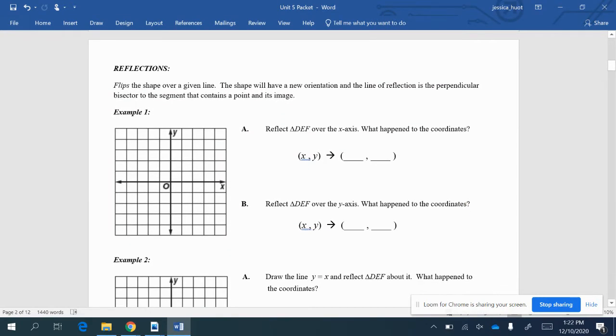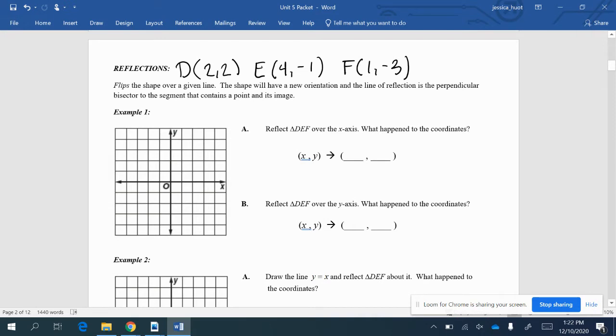Okay, so moving on to the back for reflections. We are starting here on your paper. I have the points written up here, but D is at 2, 2. E is at 4, negative 1. And F is at 1, negative 3.